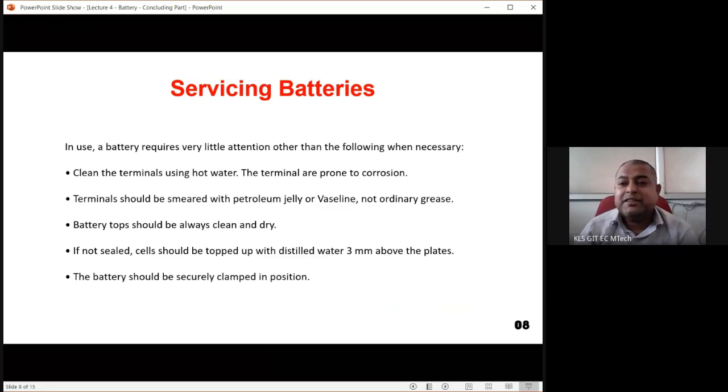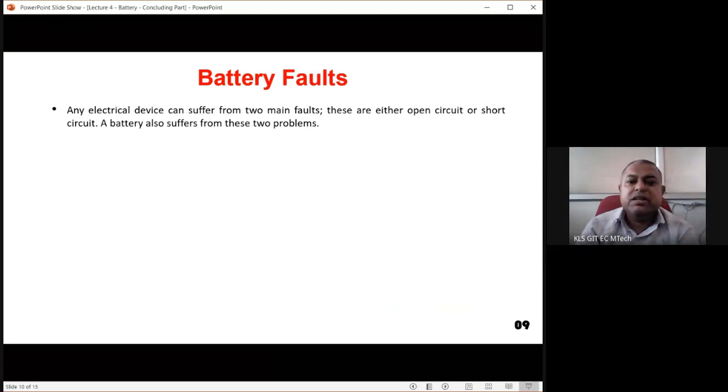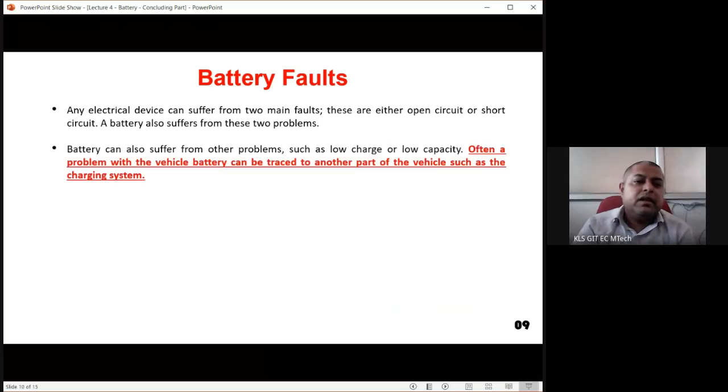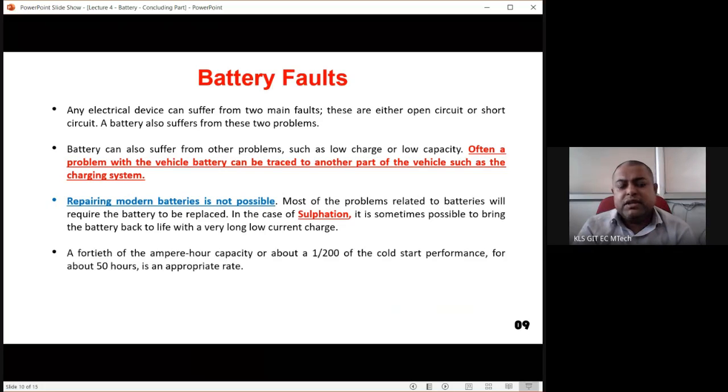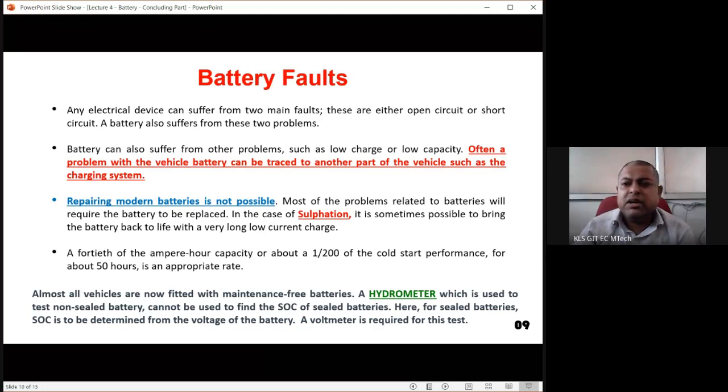But this kind of battery is not used now. At present, only sealed batteries are used. They are maintenance free. The battery should be securely clamped in one position. So we should avoid all the different types of vibrations on the batteries. There are different kinds of faults that we are finding. So these are not directly in your syllabus, but yes, we should know about the battery faults.